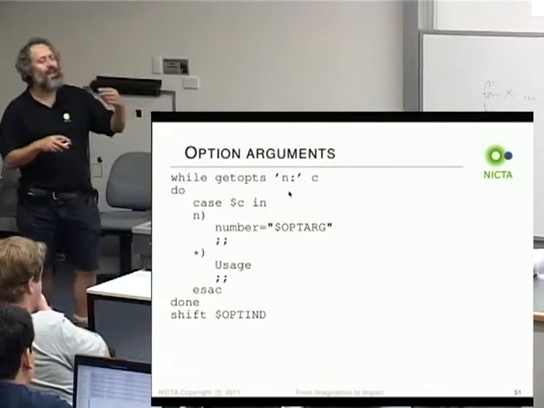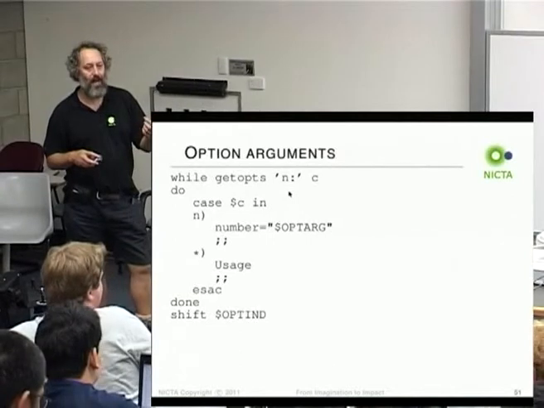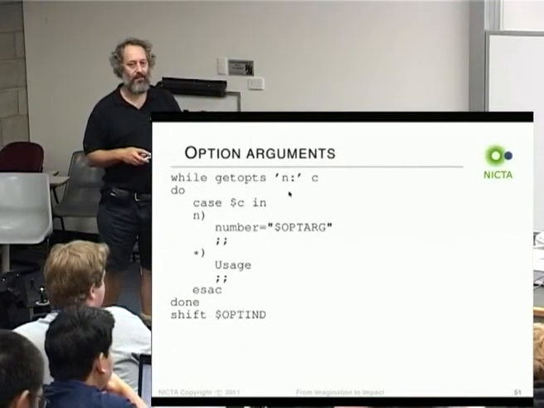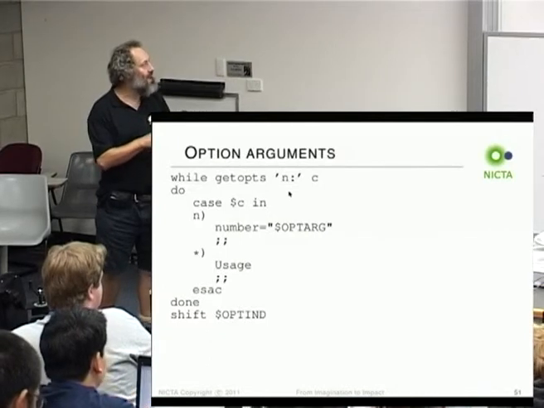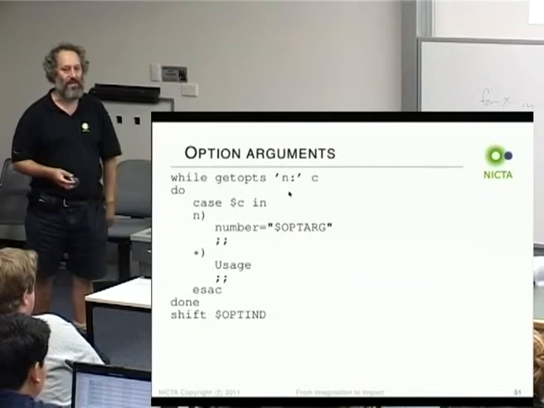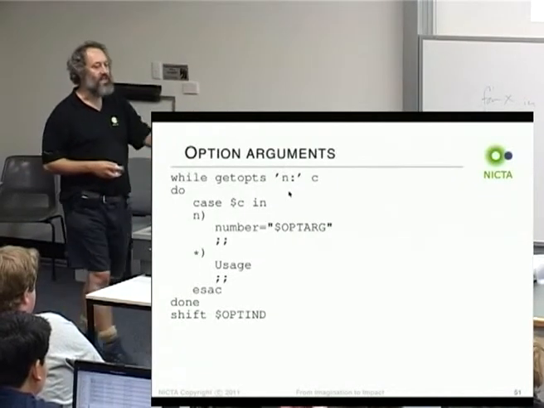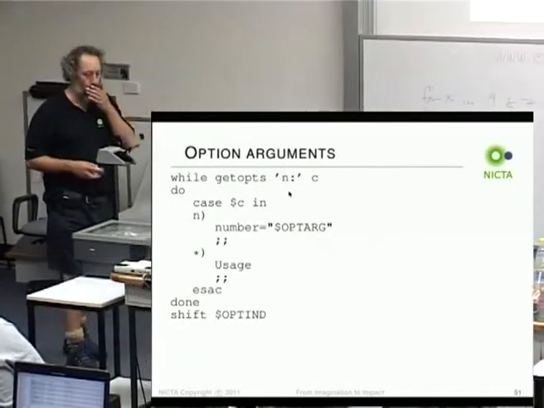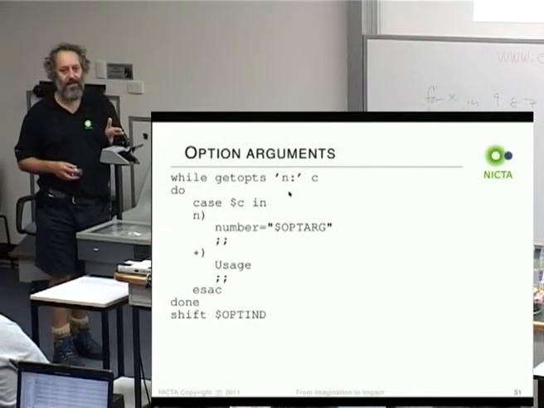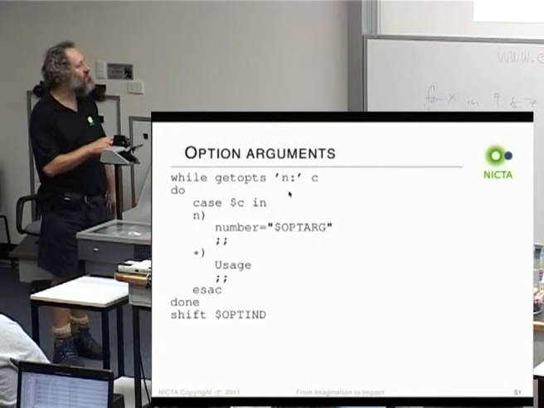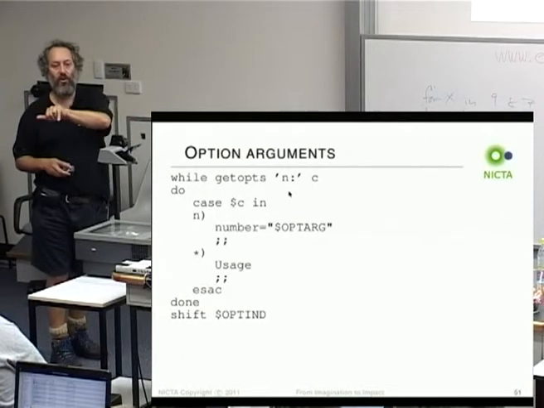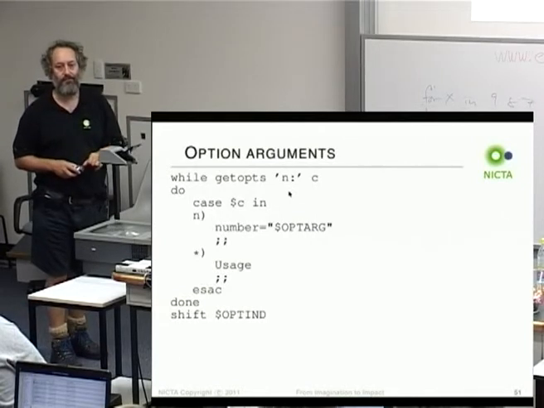And if you get some other kind of argument that it doesn't recognize, it'll put a question mark into C. Question mark will be matched by a star, so you call usage, which is a shell function somewhere which exits eventually. When it finishes, it sets the number of the next argument to be processed into a variable called OPTIND. So you shift it, and from there on after, you know that all your arguments are non-option arguments, and you can play with them.